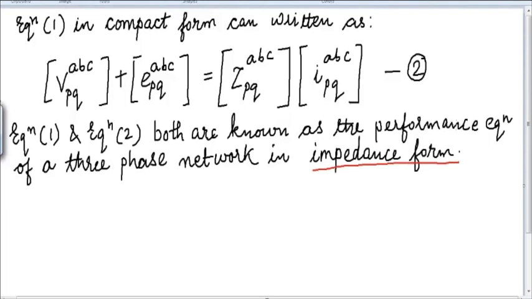Okay. So is it clear everyone? This equation that we have written, both the equations, that is equation 1 as well as equation 2, this is known as the impedance form of representation of the 3-phase network. Okay. Now as we have completed the impedance form, let us now represent the 3-phase network in admittance form.